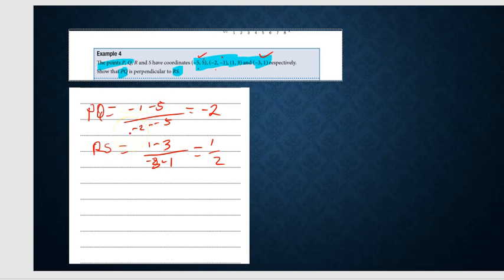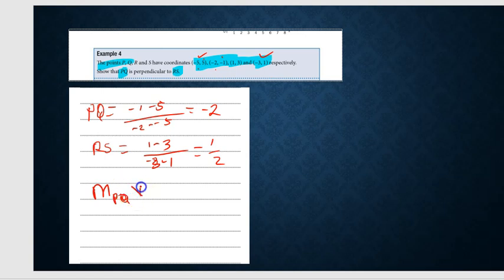Okay. So let's continue. If you start with -1 in the numerator, you must also start with -2 in the denominator. It is very important so that you avoid getting confusion in your calculations. Again, we can use m with subscript PQ, to denote the gradient of PQ.